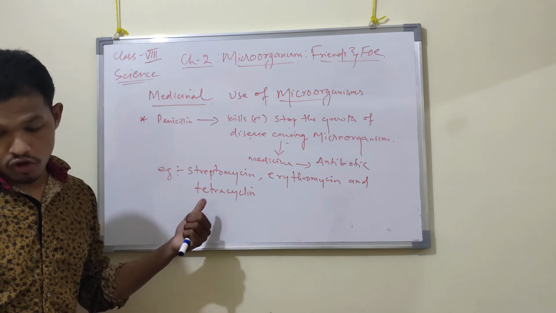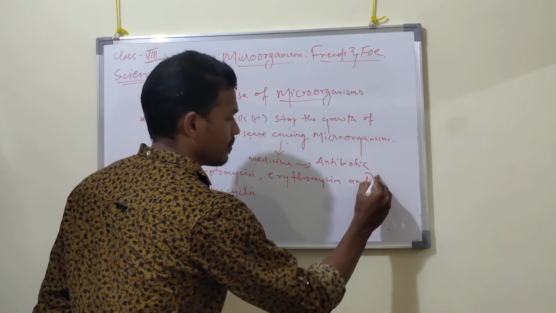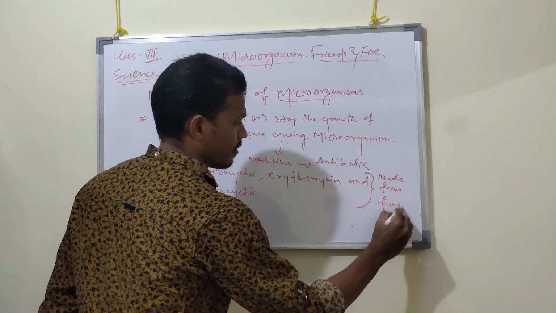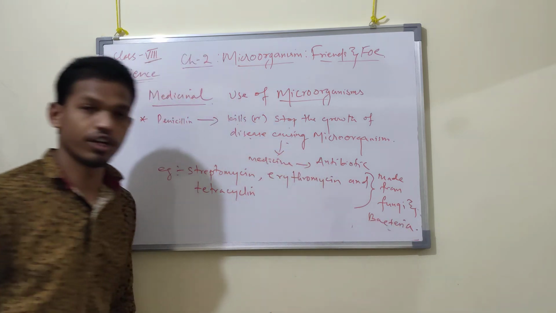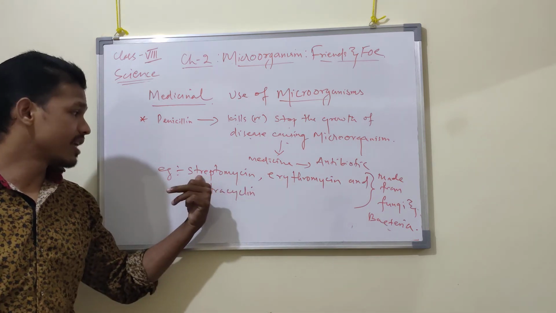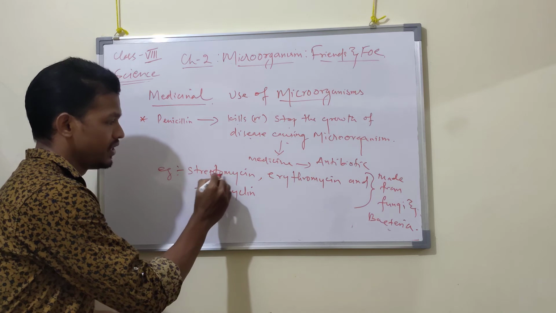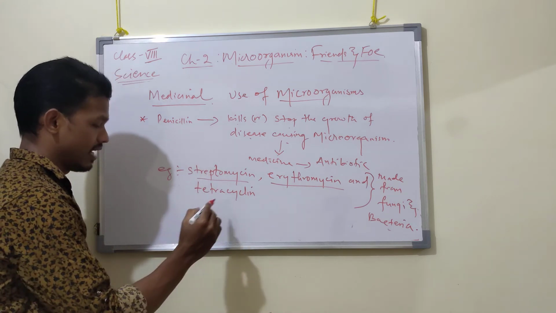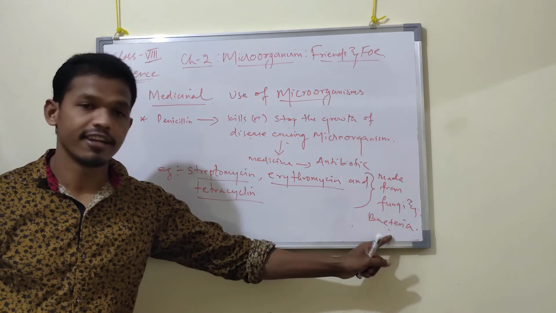These are the commonly known antibiotics. From where are they made? They are made from fungi and bacteria. Got it now? Streptomycin, erythromycin, and tetracycline are the commonly used antibiotics which are made from fungi and bacteria.